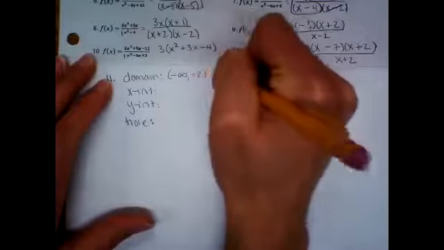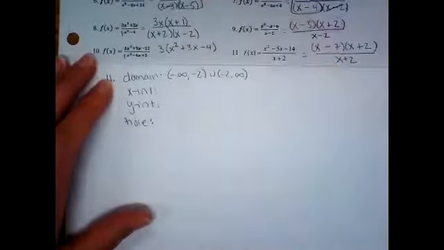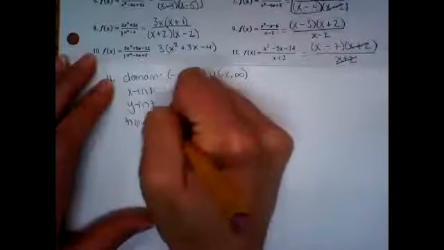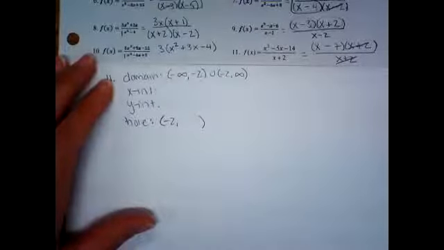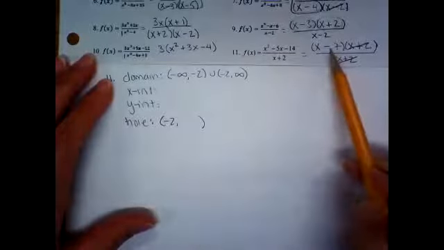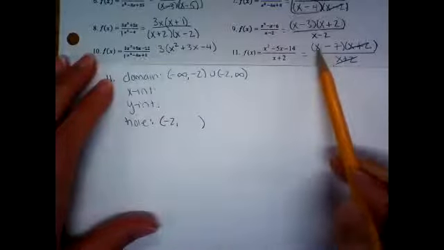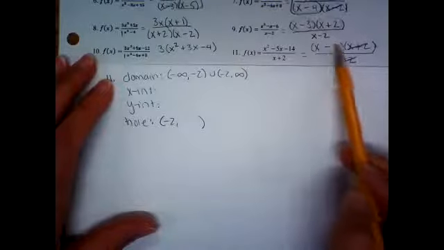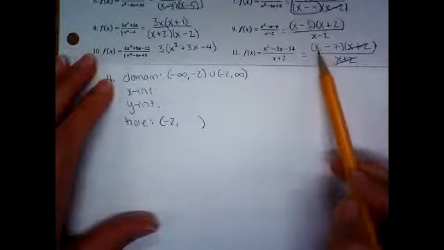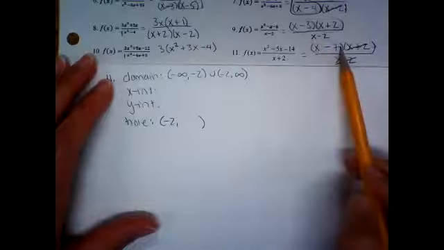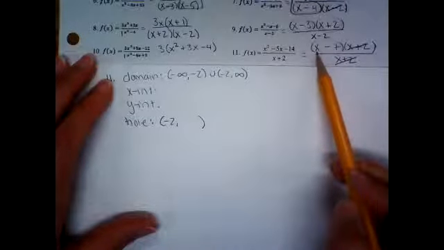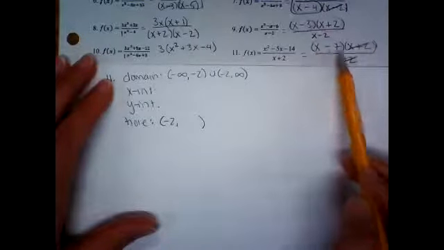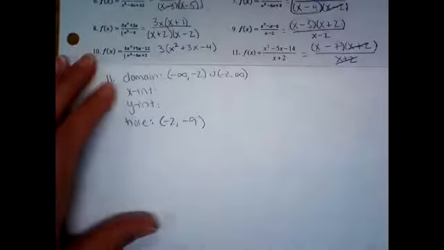So for the domain, who's your troublemaker? Who's getting kicked out? -2. That cancels, so -2 will be the whole. It'll be -2 something. Take -2 and plug it back in. There's not a whole lot left. If you plug -2 back in, what do you get? This is all that's left here. -2 minus 7, good. -9.